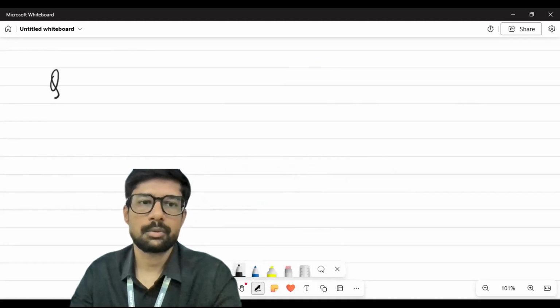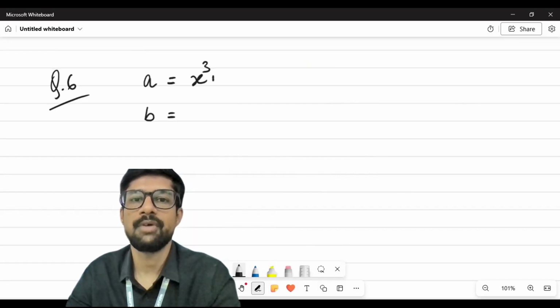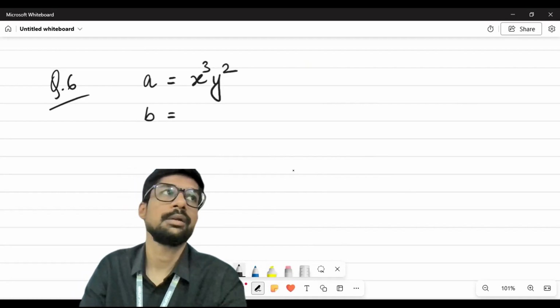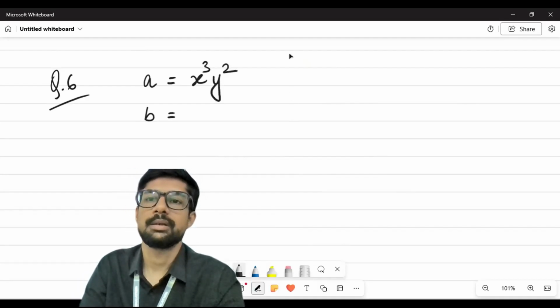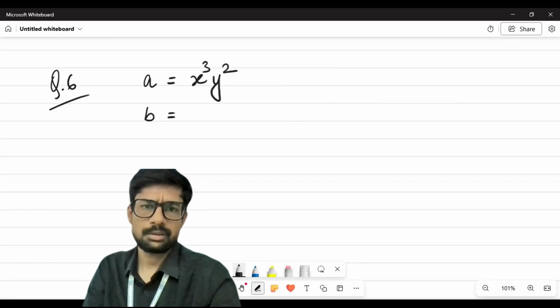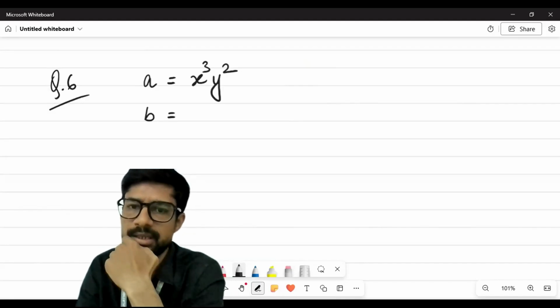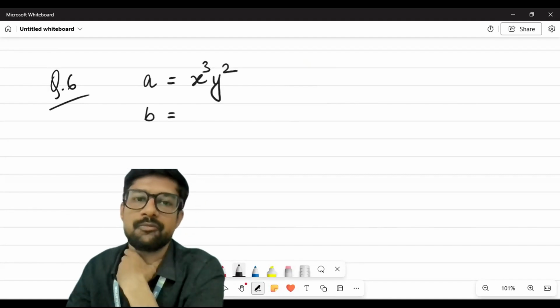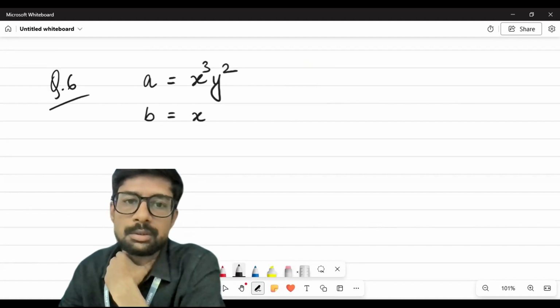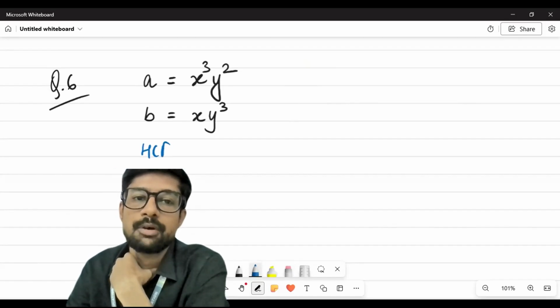Same exercise, question number 6. There are two numbers, A and B, where A is x cube y square and the second number provided, B, is xy cube, and we have to find the HCF of these two. Fine, we talked about this. They're asking us to find the HCF of A and B.